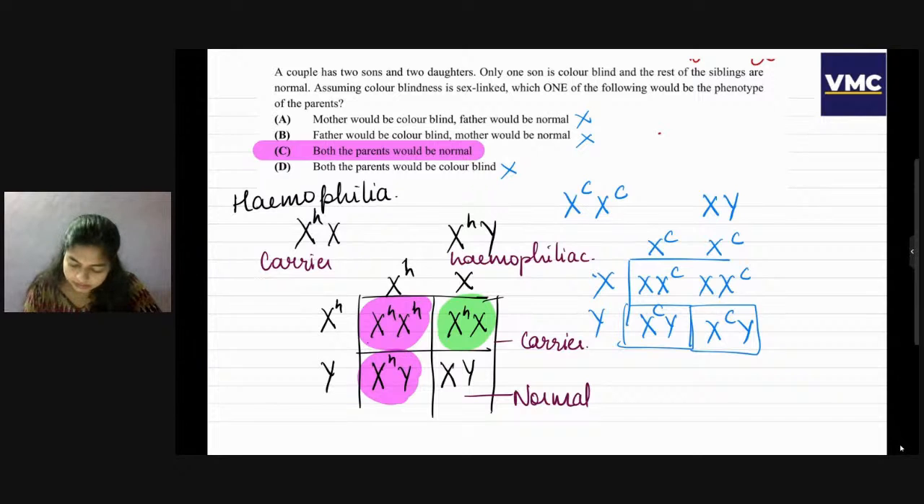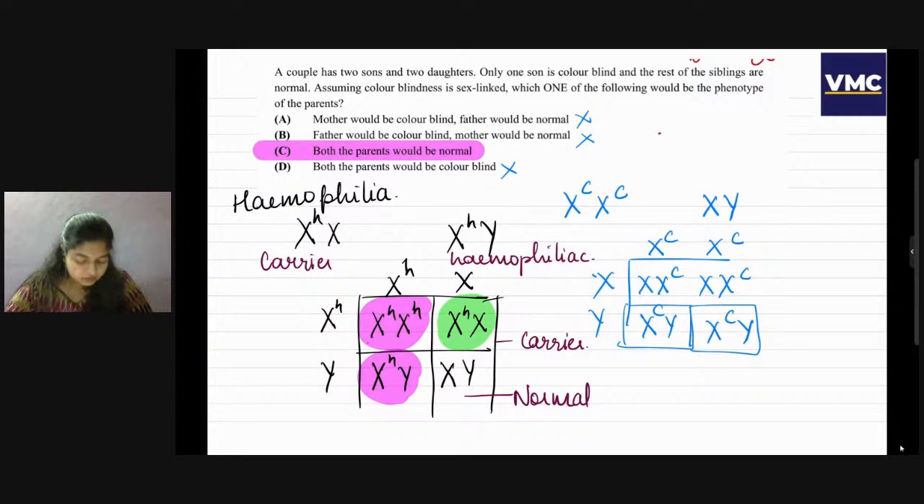Okay. Which question? ये hemophiliac वाला or the previous one? Color blindness question. Are you talking SG Super Gaming? Are you talking about the question? A couple has 2 sons and 2 daughters. Acha, hemophiliac wala.